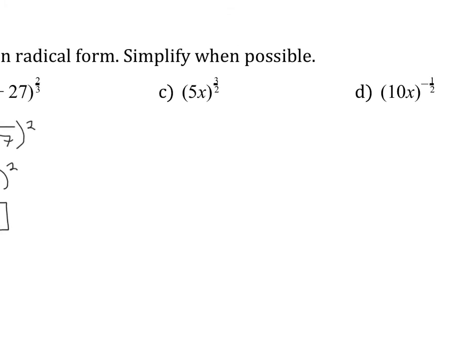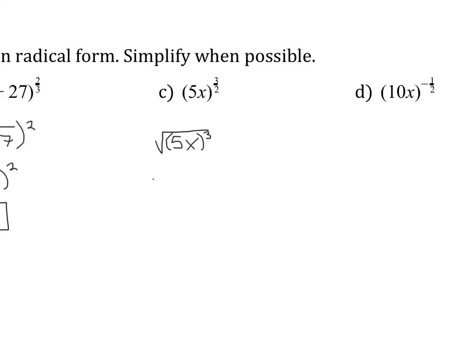All right, let's look at this next one. Here we have 5x, all raised to the power of 3 over 2. Again, when our index is a 2, that's simply a square root. We don't write it, we just need to know that the index is a 2. Then our radicand is the 5x, and all of that is cubed.